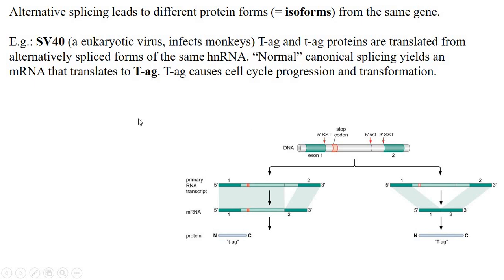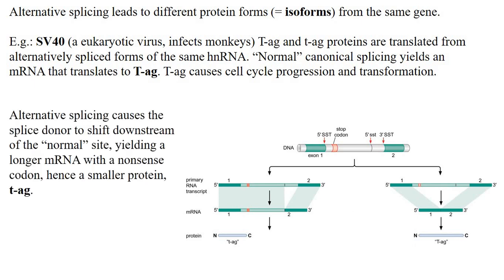This is an example of a eukaryotic virus. This is in fact monkeys, SV40, simian virus 40. This TAG or small lowercase tag protein. These proteins are translated from alternatively spliced forms of the same heterogeneous RNA. The normal or canonical splicing yields an mRNA that will lead to this TAG form. So this is the normal protein, normal mRNA splicing. But this TAG causes cell cycle progression and transformation, usually.